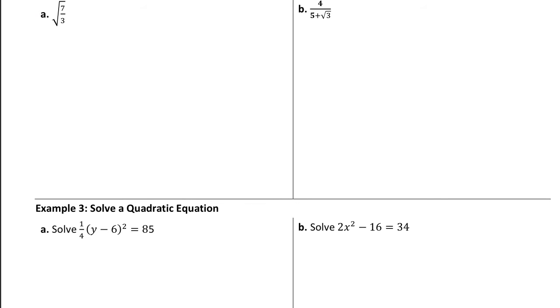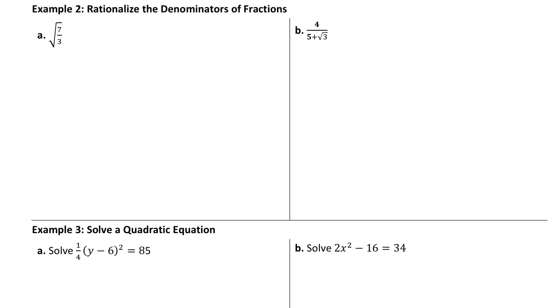The next thing, rationalizing the denominator. The reason we rationalize the denominator is to write a fraction where we don't have any square roots in the denominator, on the bottom of the fraction. So in part A, I'm going to rewrite this as a fraction with 2 square roots. And to rationalize this denominator, I'm going to multiply the top and bottom of this fraction, numerator and denominator, both by the square root of 3.